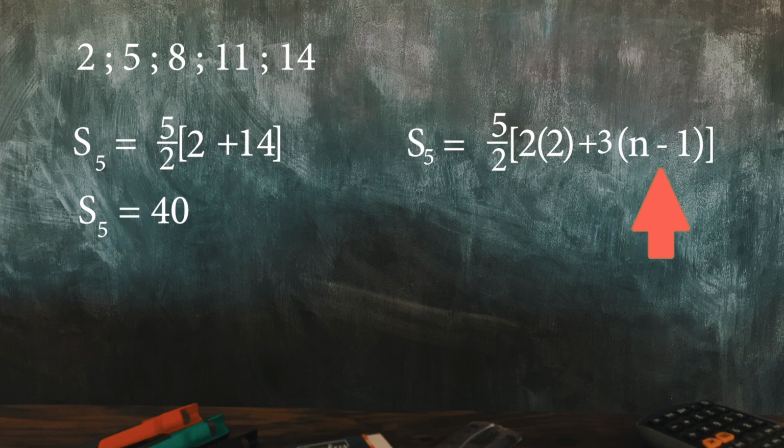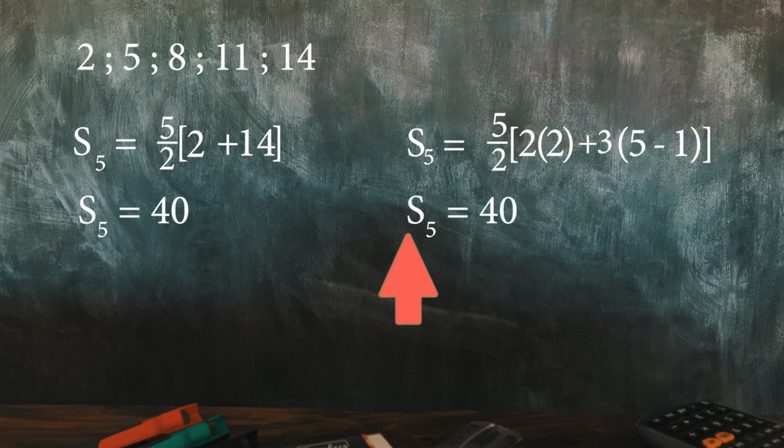And then we have n minus 1, where n again is 5. And if we do this entire calculation, we will get the sum of the first 5 terms, which is equal to 40. And that's it. So let's go and look at another example.